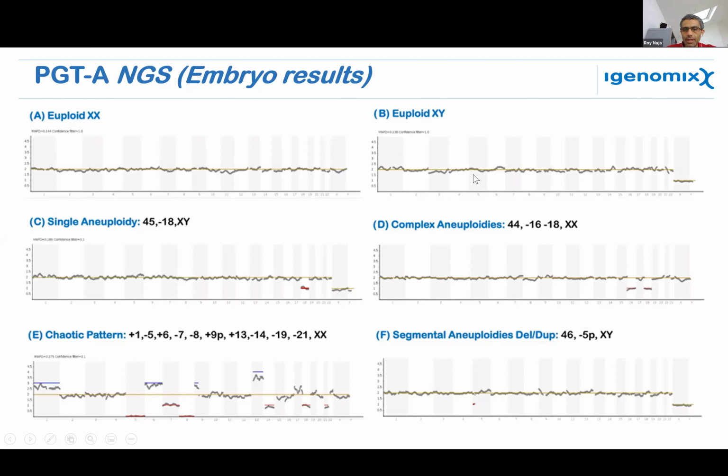Now you can see here also a copy number 2 for all the autosomes, 1 copy number for the X, 1 copy number for the Y. So this is a euploid XY or male embryo.